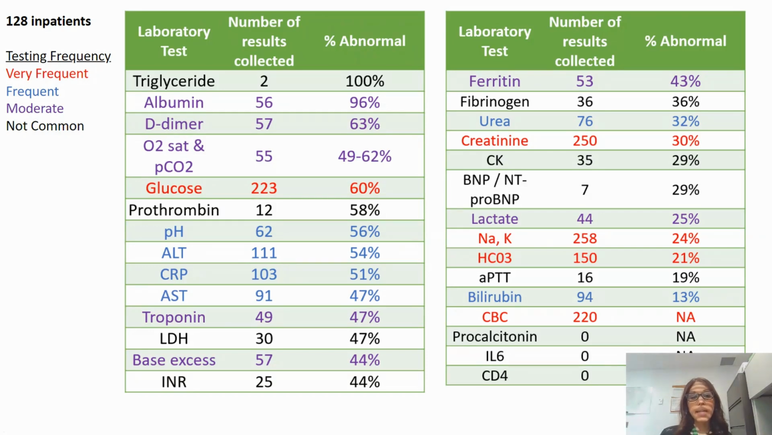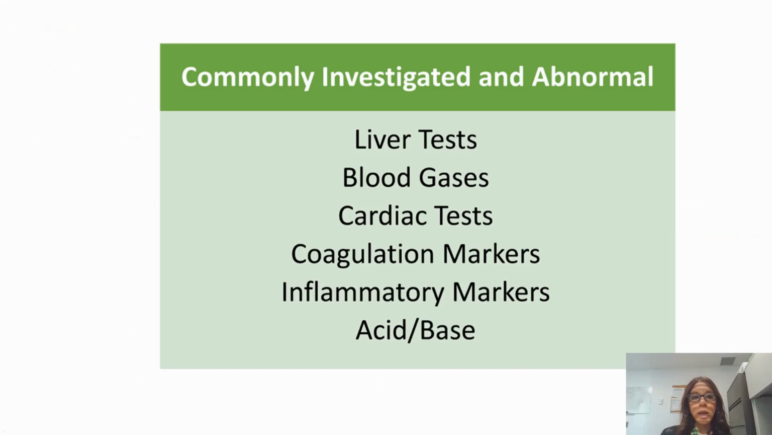So overall, we are seeing that the frequency of testing doesn't necessarily correlate with the abnormality rates, but the most commonly investigated and abnormal tests were liver markers, blood gases, cardiac tests, coagulation markers, inflammatory markers, and assessment of acid-base disorders. Of note, renal markers were much more commonly ordered than they were abnormal.